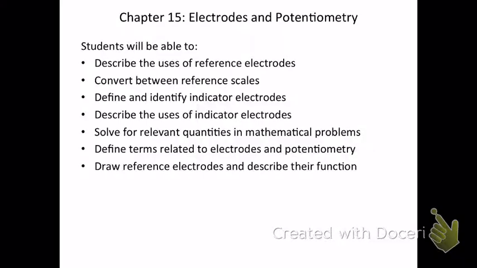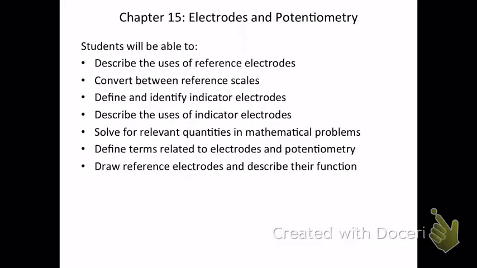Hi, this is Chapter 15, Part B, Electrodes and Potentiometry from Harris's Quantitative Chemical Analysis, 9th edition. In the first part of this chapter lecture video series, I discussed the use of reference electrodes and then converting between scales from reference electrodes.